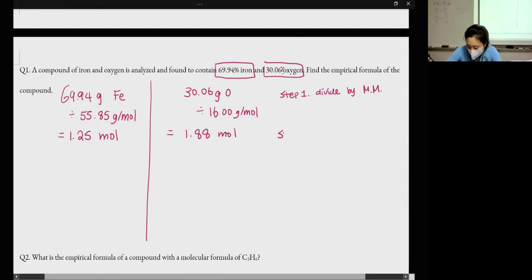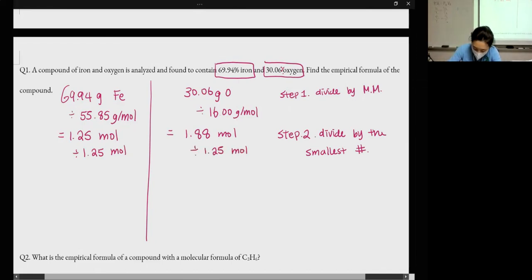And then step two, divide by the smallest number, which will be 1.25 mole, which is smaller than 1.88. So we'll divide each one by 1.25 mole. And 1.25 divided by 1.25 will be 1. And 1.88 divided by 1.25 is 1.503.